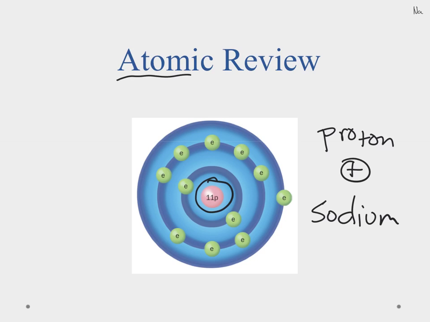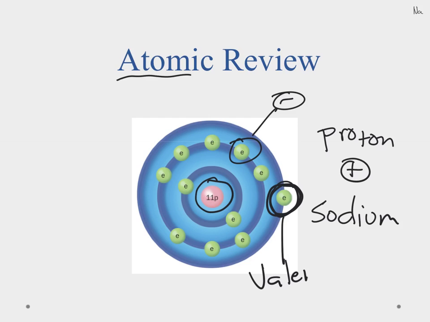Orbiting around the nucleus is where we find our electrons. And remember, the electrons have a negative charge to them. They're also much smaller than the protons. And the ones that we're really concerned about are going to be the ones that are in the outermost ring. So this one right here is going to be the one that we're most concerned with. That is because it's called a valence electron, and those are the ones that are involved in bonding. And we'll learn more about that in a little bit.